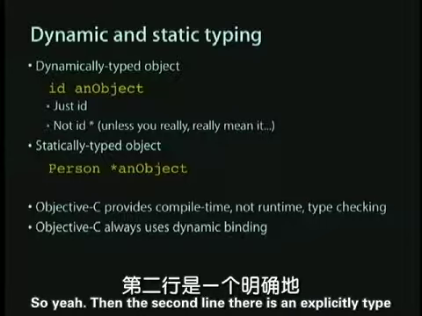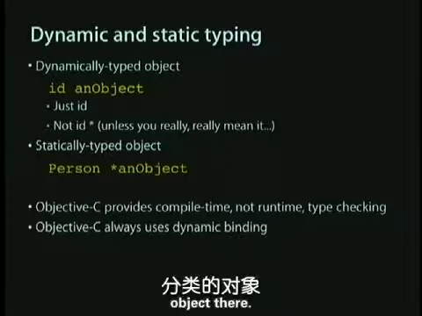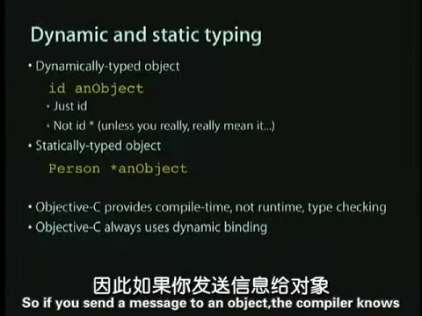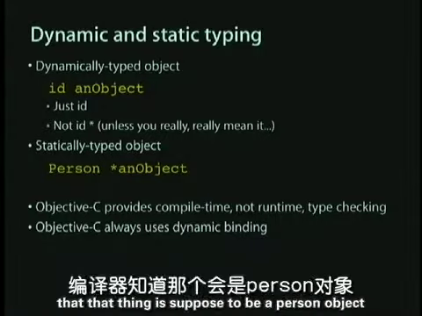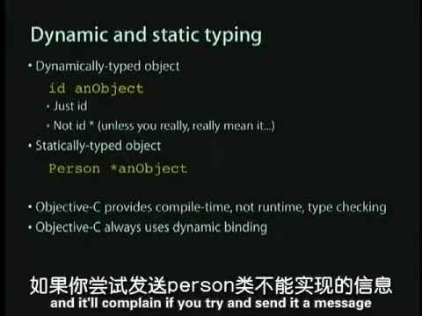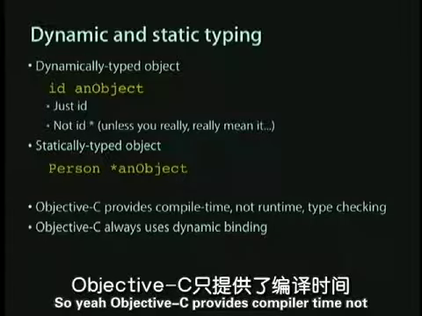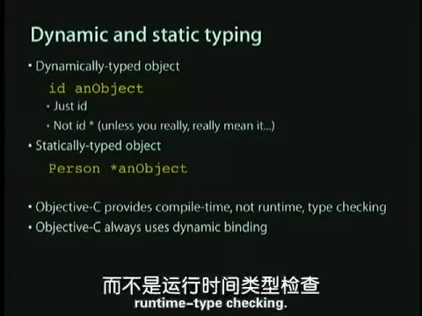So yeah, the second line there is an explicitly typed object. It's explicitly typing it as a person object. So if you send a message to an object, the compiler knows that that thing is supposed to be a person object, and it'll complain if you try and send it a message that the person class doesn't implement. So yeah, Objective-C provides compile time, not runtime, type checking.